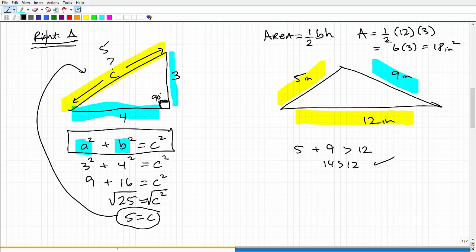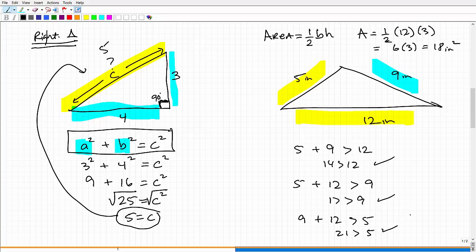Okay, so no matter what two sides, it will always be greater than the third side. So let's say 5 plus 12, is that greater than 9? In fact, it is, right? So I got 17 is greater than 9. That checks out. And then let's see here what combination we haven't done. Lastly, 9 and 12. So 9 plus 12, is that greater than 5? In fact, that's 21. 21 is greater than 5.